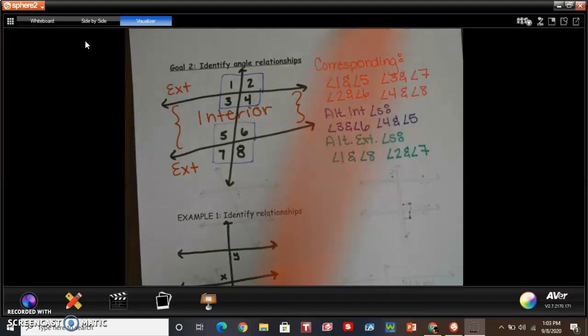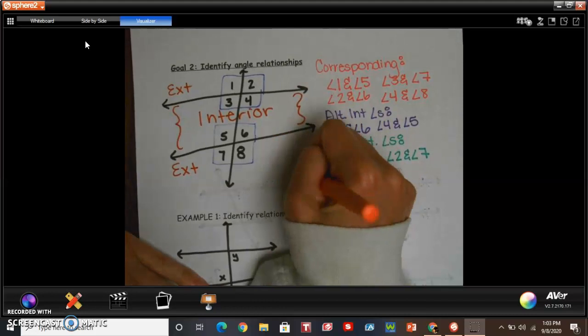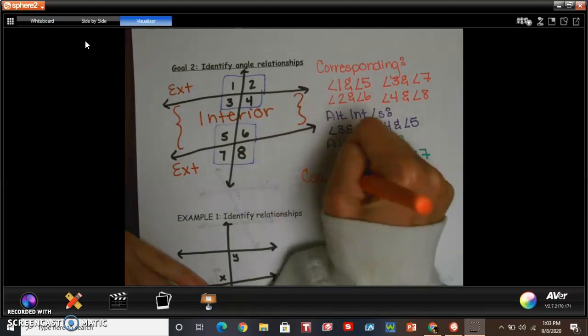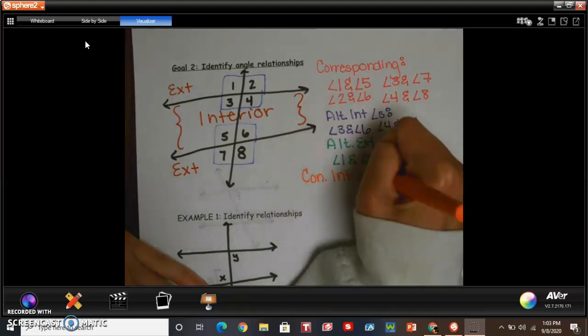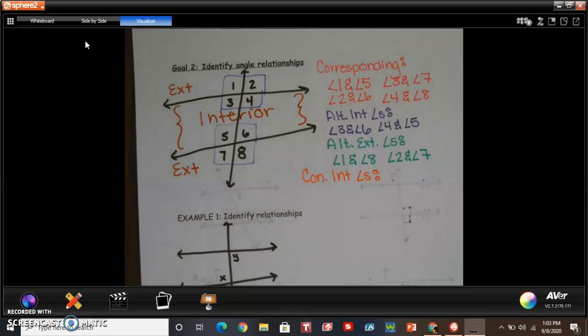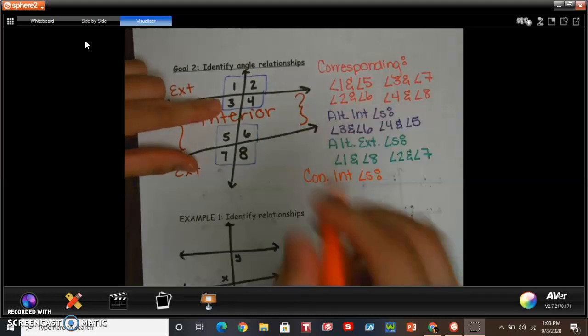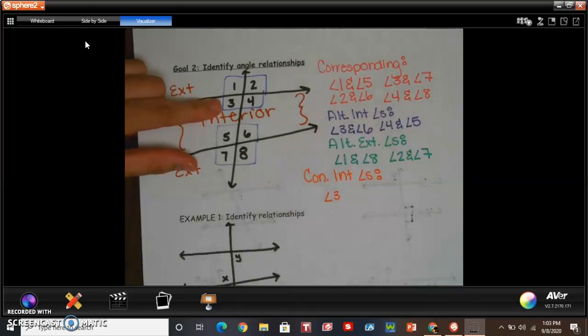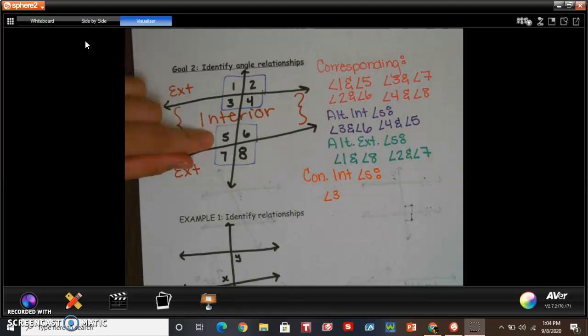And this one is going to be the consecutive interior angles. So we're back on the inside, and consecutive means they're going to be right next to each other. We've already talked about this whenever we were talking about alternate interior. Who is right next to angle 3? Angle 5.